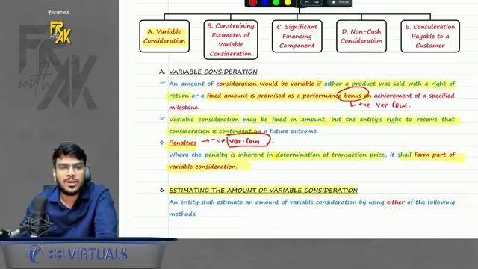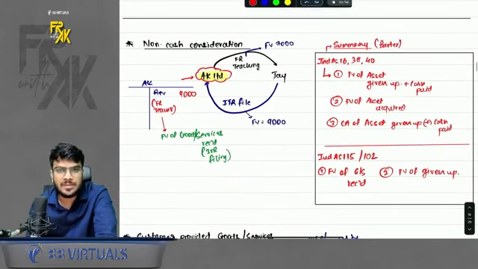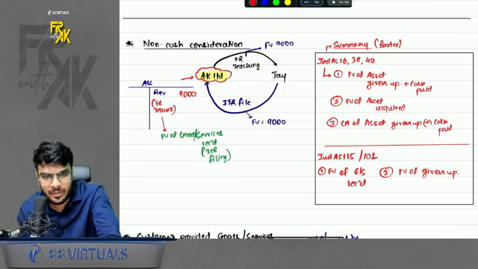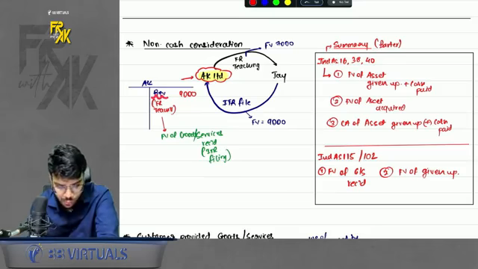Then we have this point of non-cash consideration. Now what is the meaning of non-cash consideration? In simple terms, I will call it barter transaction. For example, I give teaching service to Jay and Jay in return files my ITR instead of giving me money. So talking from my point of view, AK's point of view, at what value should I record the revenue?